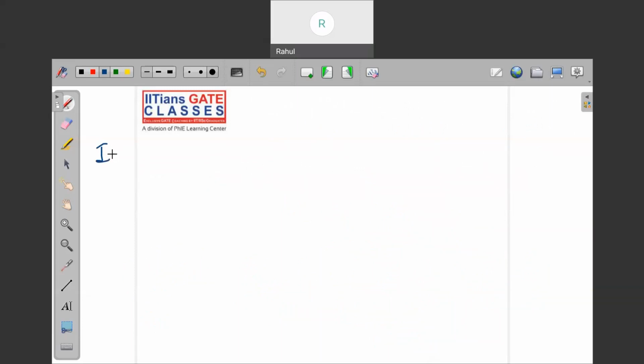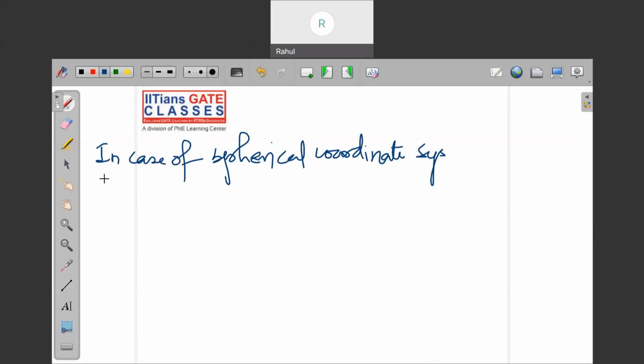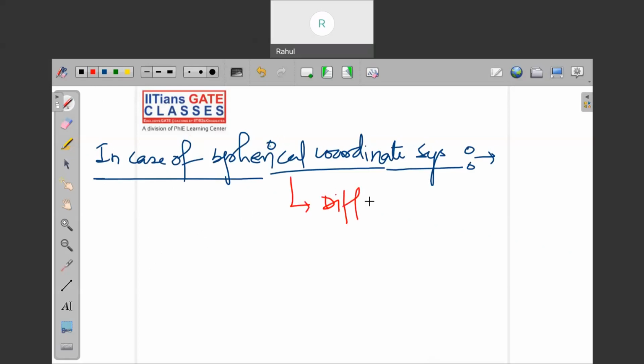Now in case of the spherical coordinate system, what we can do here is recall the differential lengths, because that is going to be helpful. The differential lengths are dr, r d theta, and r sine theta d phi.